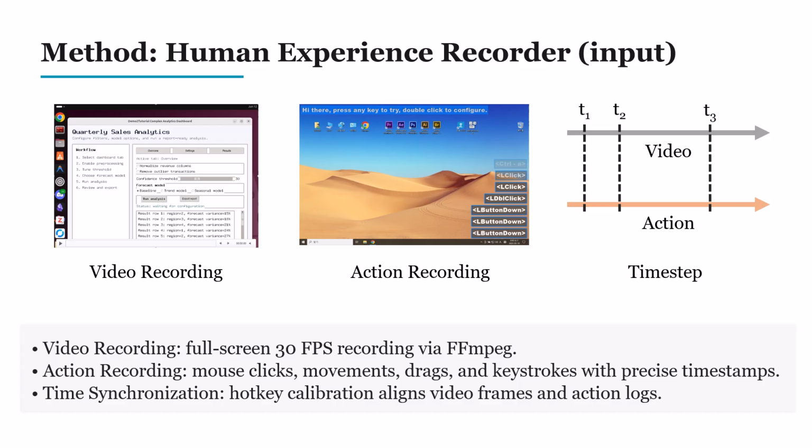The first is full screen video, recorded at 30 fps using FFmpeg. The second is an action log, including mouse clicks, movements, drags, and keyboard inputs. The third is timing information. At the start of recording, users press a calibration hotkey while an on-screen timer is visible. This provides a shared temporal reference so that actions can be aligned to the correct video frame later.